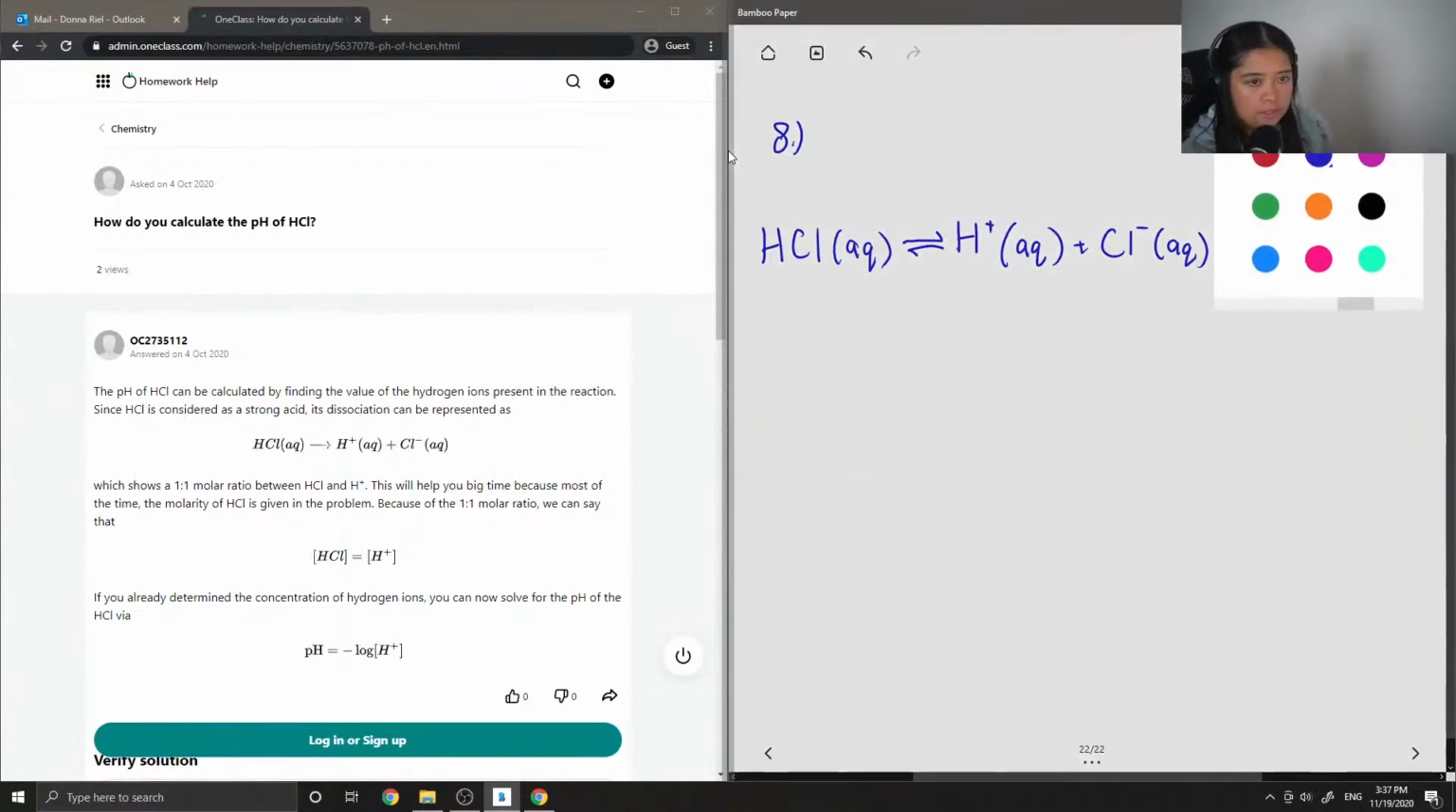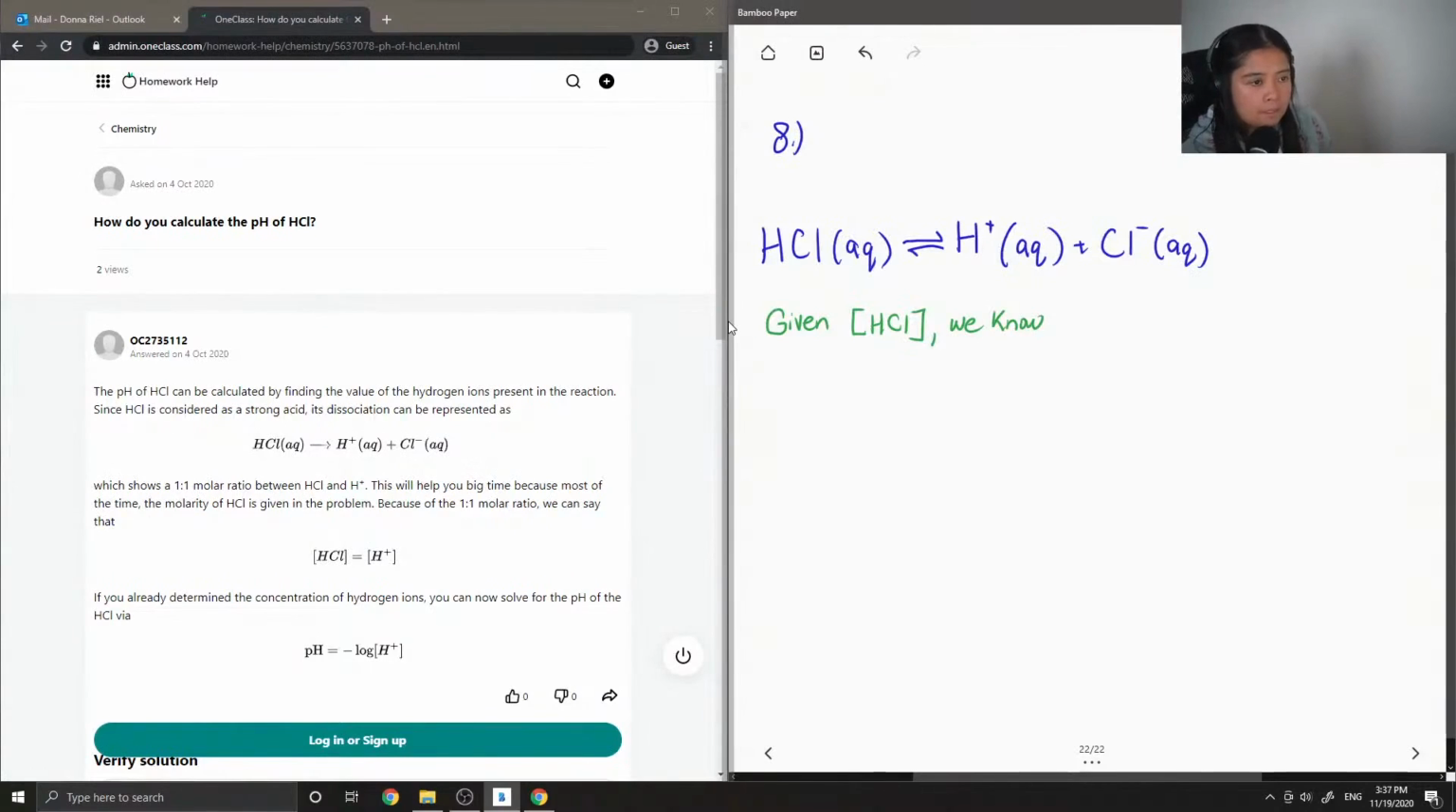Okay, so once you know that this is what happens when HCl is dissociated into its ions, if a question gave us the concentration of HCl, we know that since this whole reaction is all 1:1:1, all of their concentrations will be equal to each other.